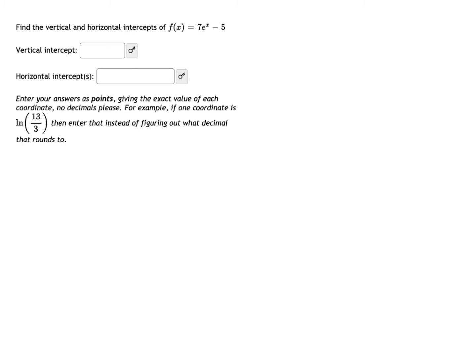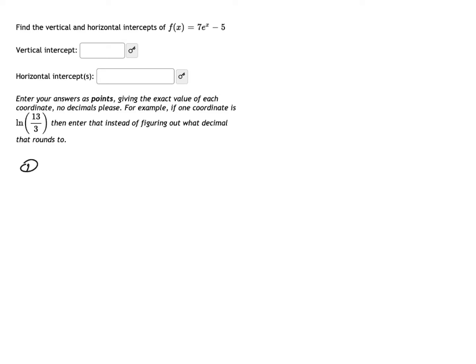In this video, we're finding the vertical and horizontal intercepts of an exponential function. And the twist here is that I don't really care about the decimal approximation at the end. I'm going to write my answers in exact form. So in a lot of ways, this should be easier because we don't need a calculator at all to get the answers in this form.